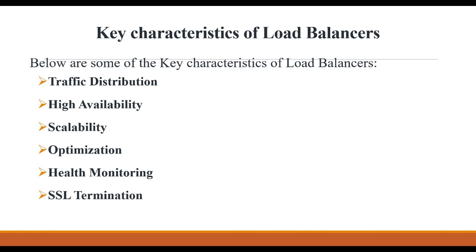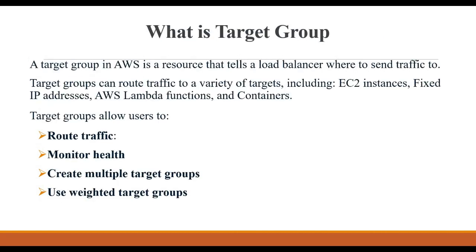The next is, what is a target group? A target group in AWS resources tells a load balancer where to send traffic, and can route traffic to a variety of targets, including EC2 instances, fixed IP addresses, AWS Lambda functions and containers. The target group allows users to route traffic, monitor the health, create multiple target groups, and use weighted target groups.